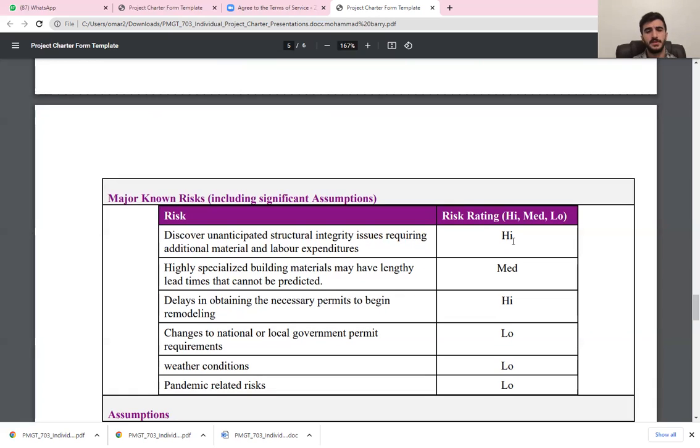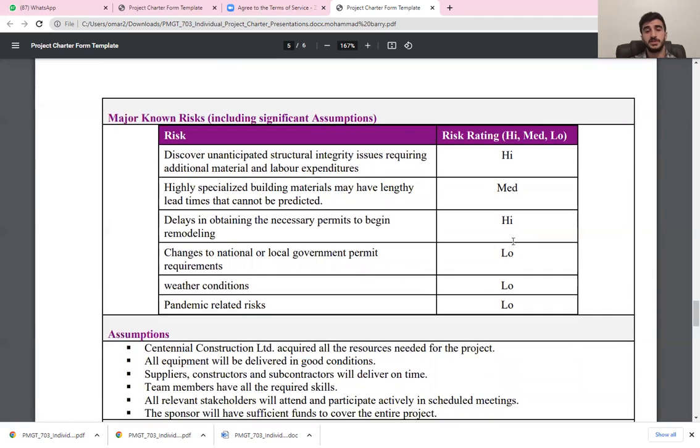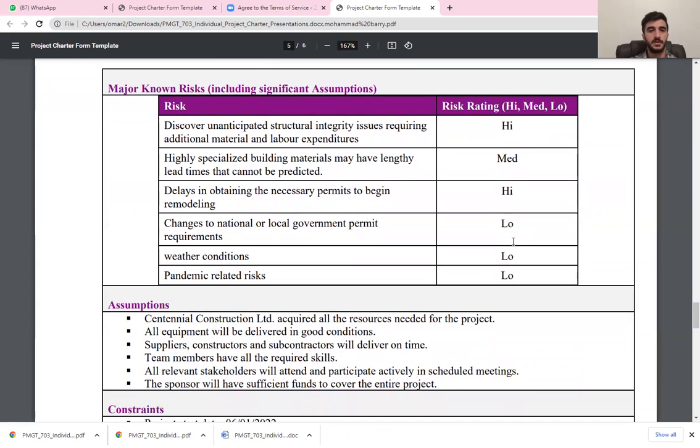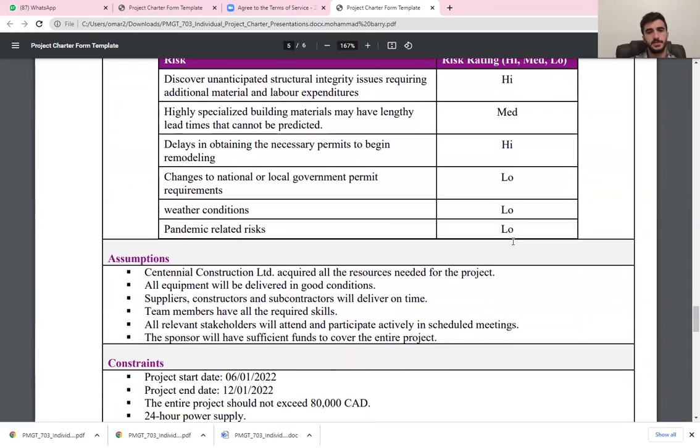And the pandemic related risks, such as COVID-19, you see everything closed, the work is stopped. So you have to take all of these risks in consideration and put them into account, to make sure that if you face them, you're okay with a delay or extra cost.